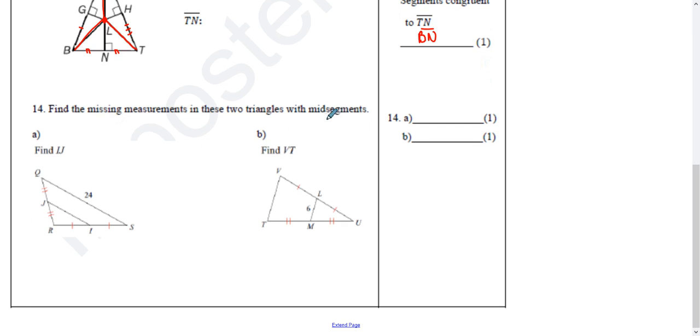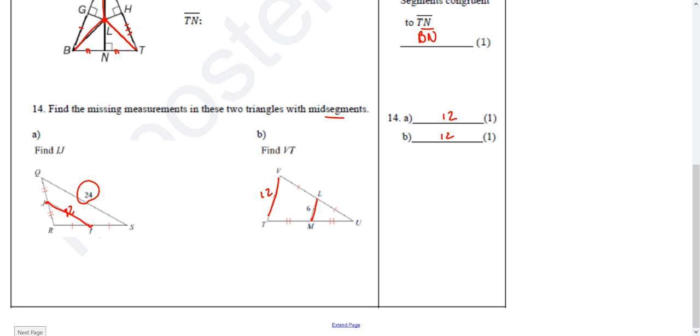Problem number 14, these are mid-segments. The one thing we learned about a mid-segment, besides the fact that it was connecting midpoints, was that it's half the length of that third side. So if this is 24, this one's shorter, half of it exactly, it's going to be 12. So IJ is 12. This one, since it's giving you the mid-segment 6, this one's going to be twice the length. It's also going to be 12.